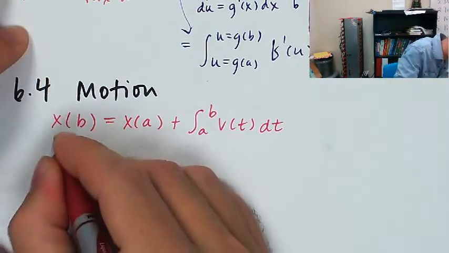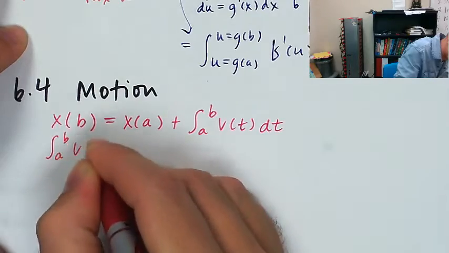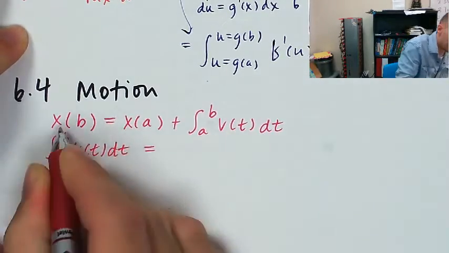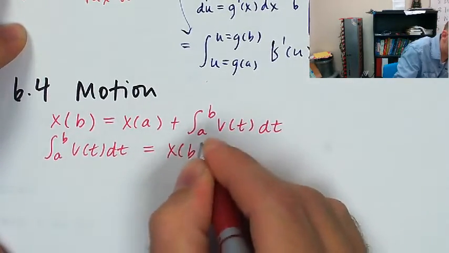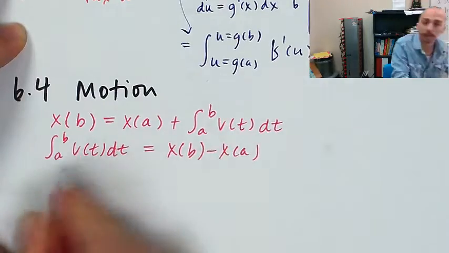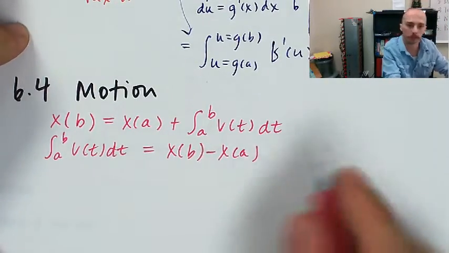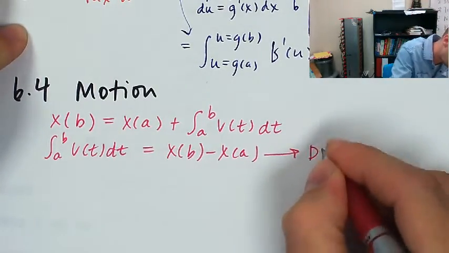But what we can also say is that since the integral from a to b of velocity is x of b minus x of a, a definite integral on velocity gives you a change in position, which we sometimes call displacement.